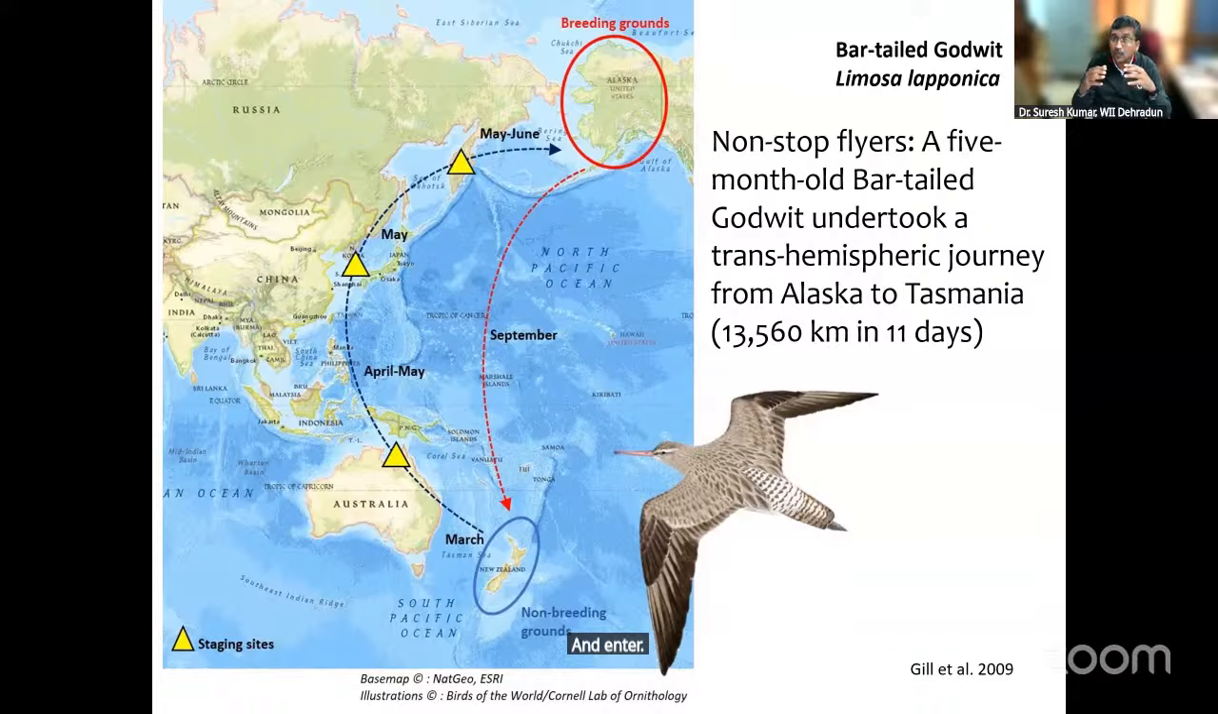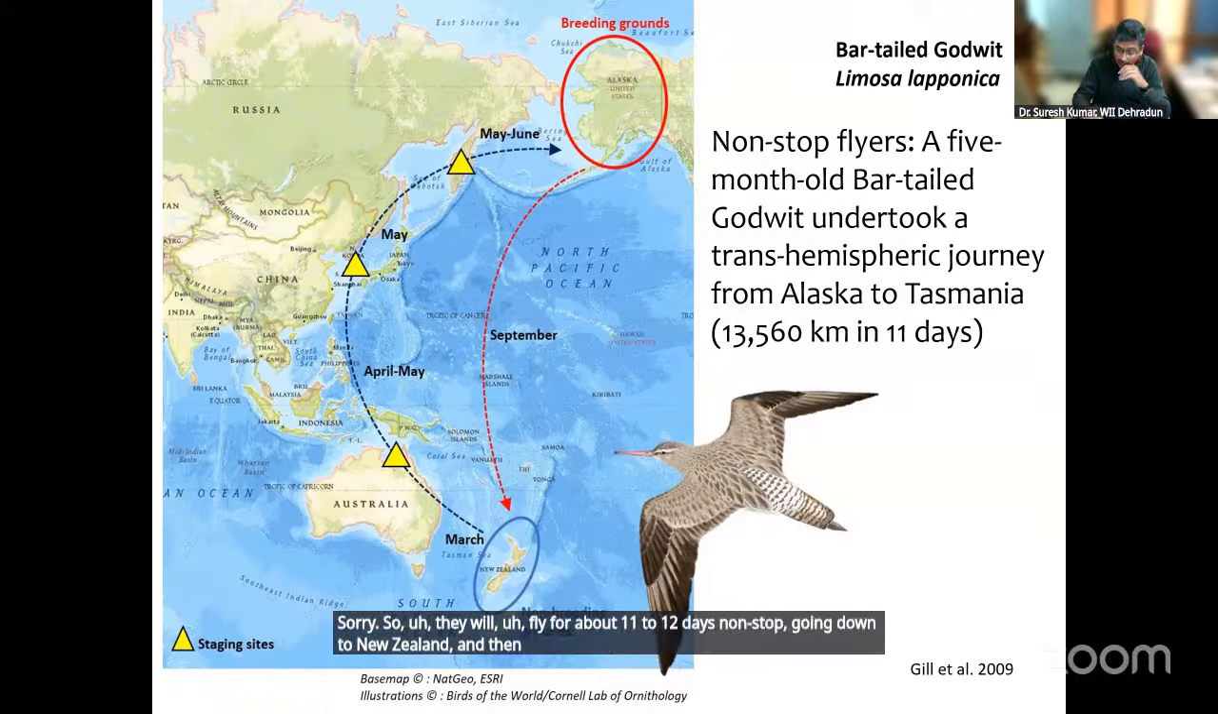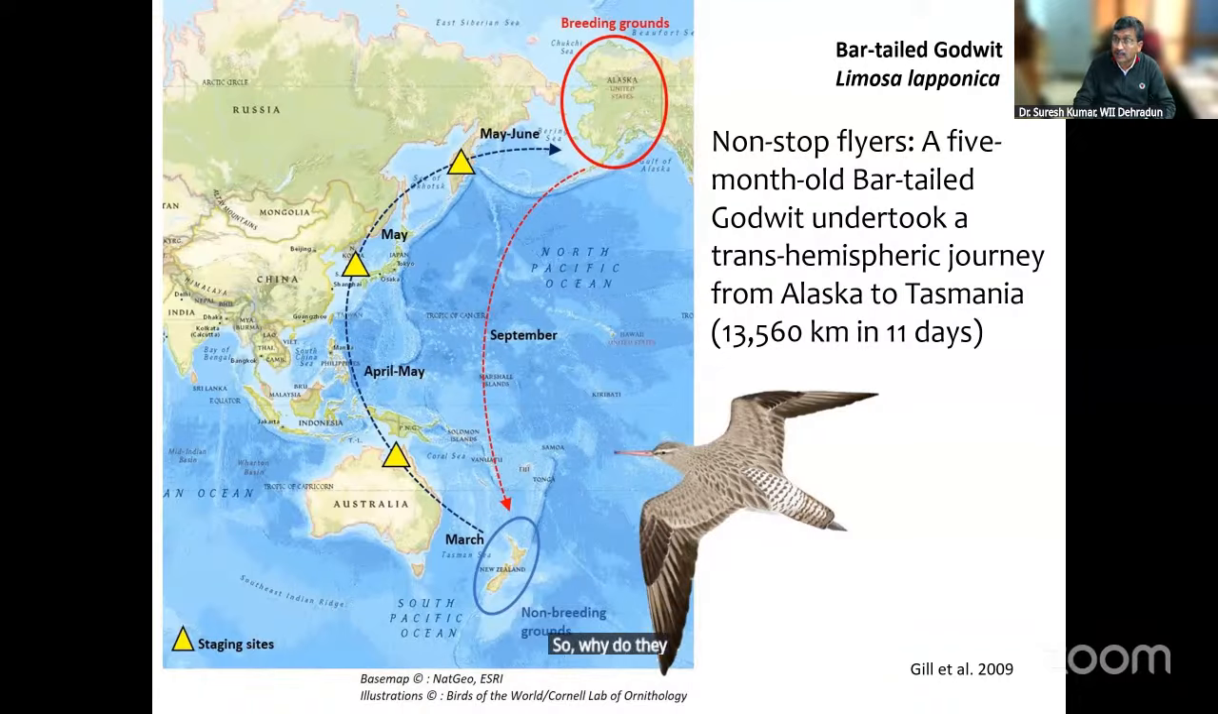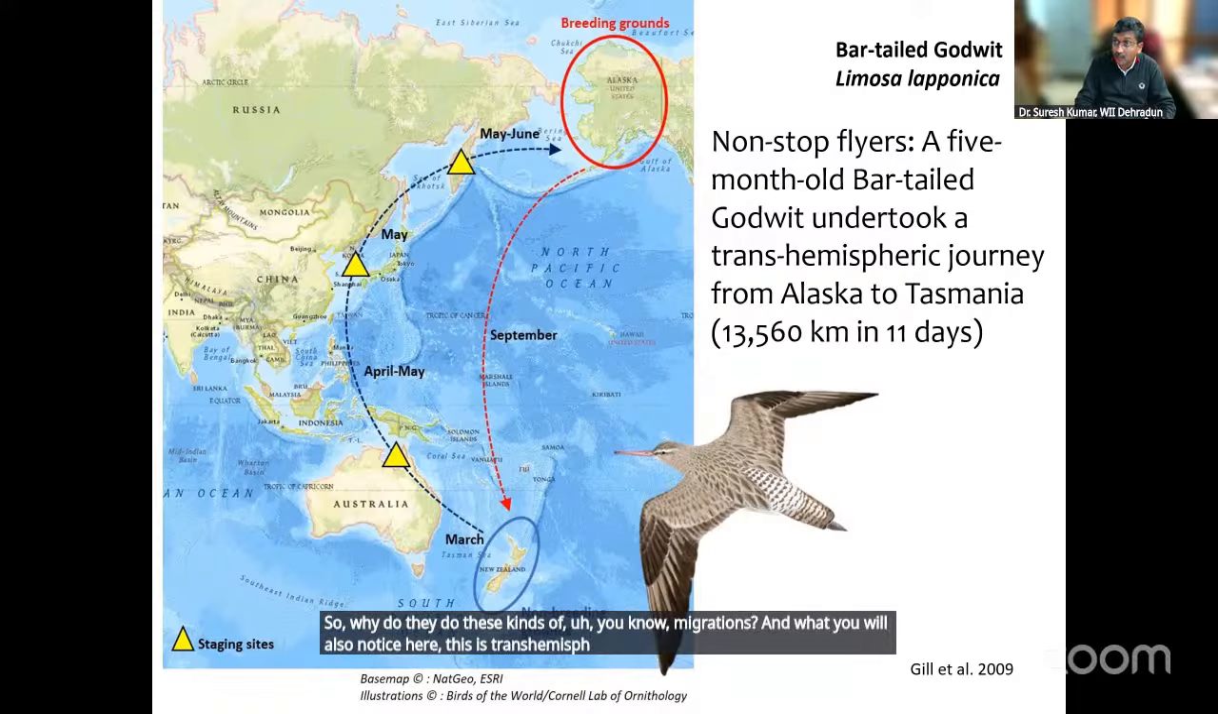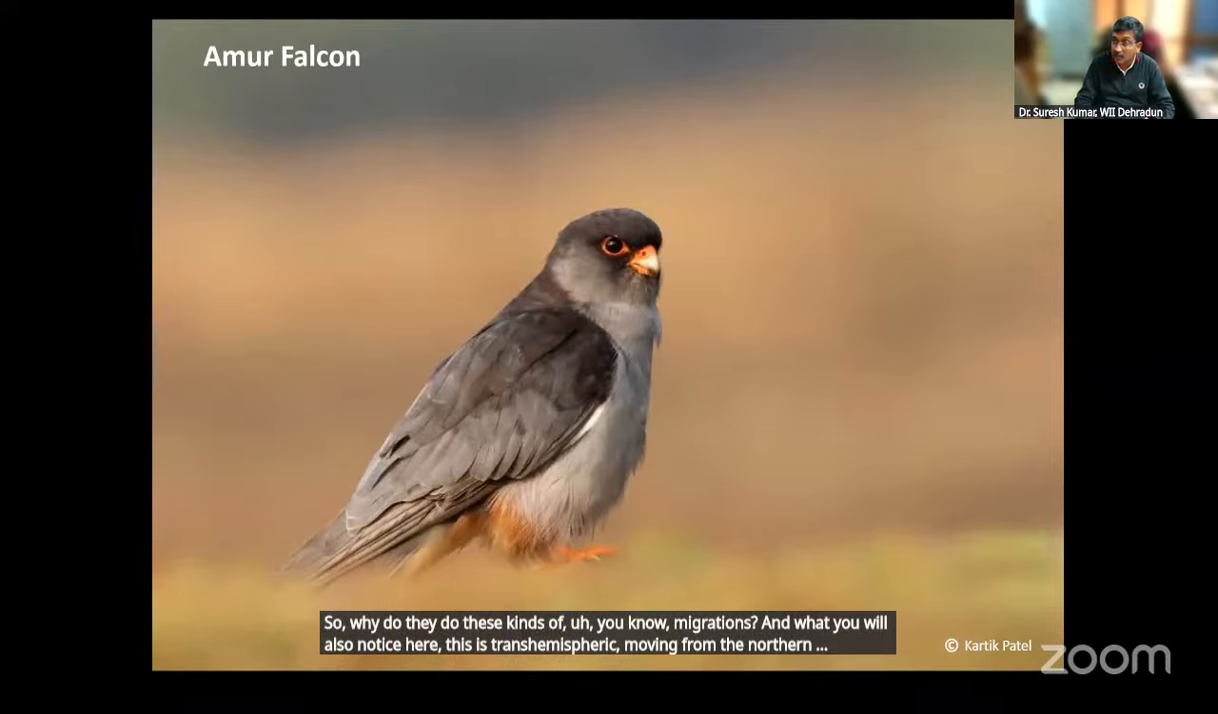So they will fly for about 11 to 12 days non-stop going down to New Zealand and thereafter return. So why do they do these kinds of migrations? And what you will also notice here, this is trans-hemispheric, moving from the northern hemisphere to the southern hemisphere.